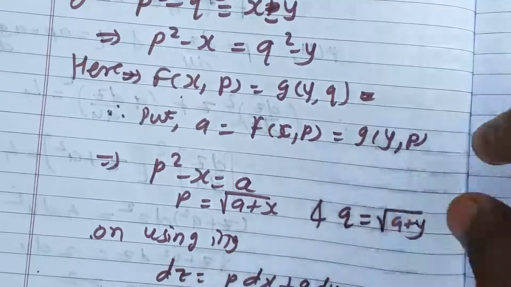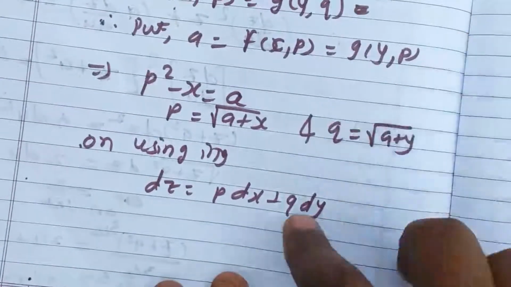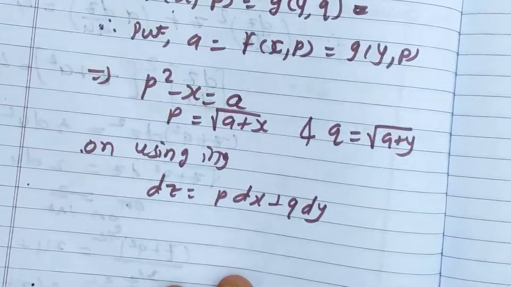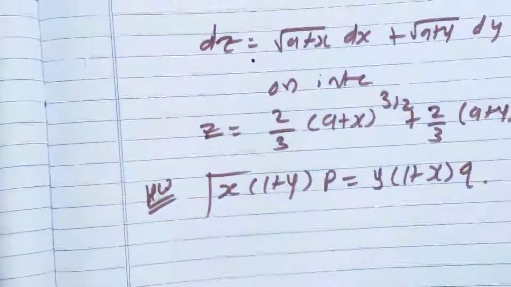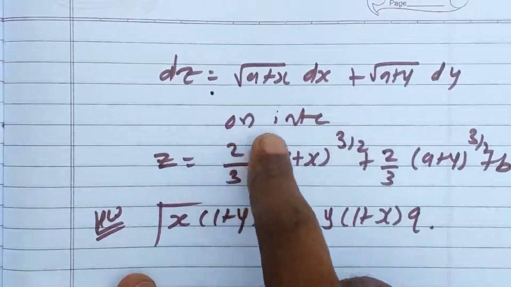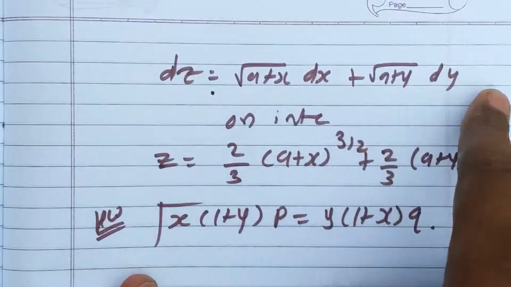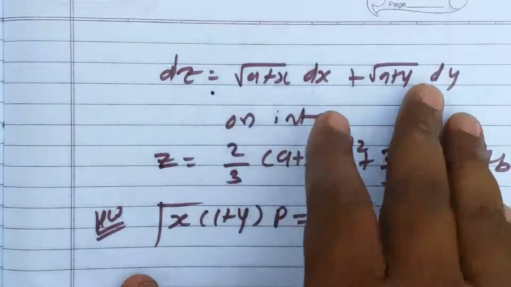On using these values in dz equal to p dx plus q dy, after using it in this differential equation, we'll get the differential equation of the type dz equal to root of a plus x dx plus root of a plus y dy. Now this is a differential equation in variable separable form.